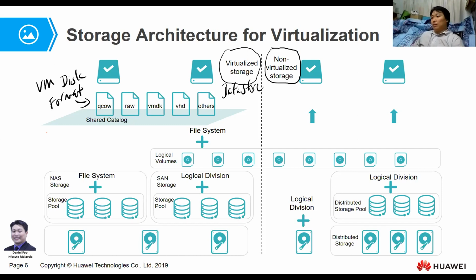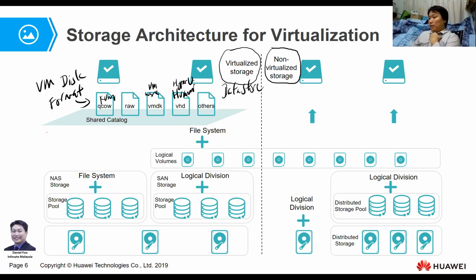Based on different virtualization platforms, your virtual disk format will be a bit different. So you will have the QCOW, that is used for native KVM. This is used for VMware. This is used for maybe Hyper-V and also Huawei. Things like this. So these are the few common ones.